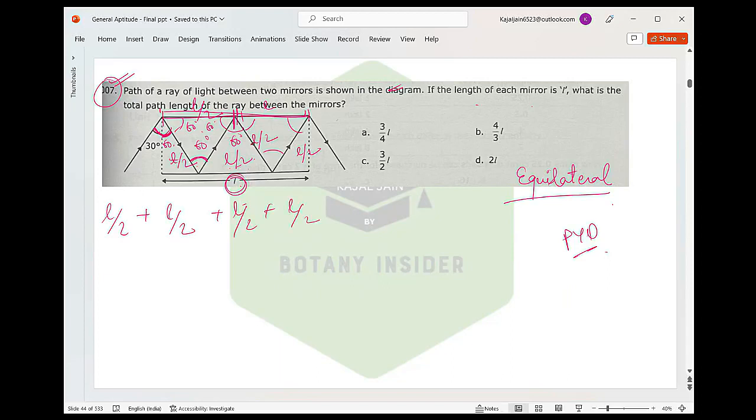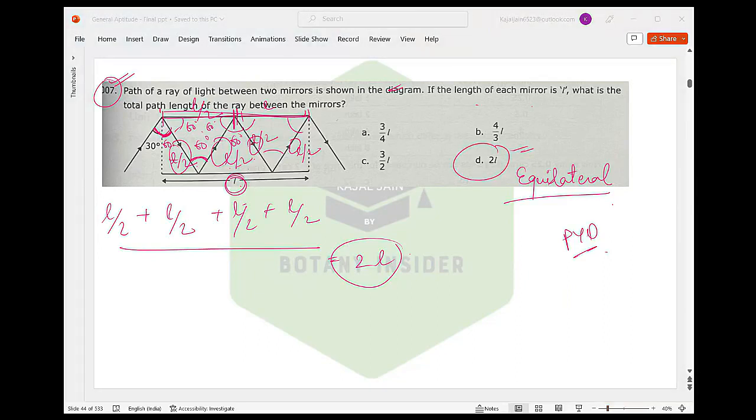Did you understand this expression? 1, 2, 3 and 4. If I add all of these, I'll get 2L. Did you get the point? The answer is option D. Out of 5, 4 of you got the answer correct. Are you understanding this? Yes or no? Did you understand this question? Akansha, is it clear? It's a simple question. Just basic maths needs to be applied and you'll get the answer easily.